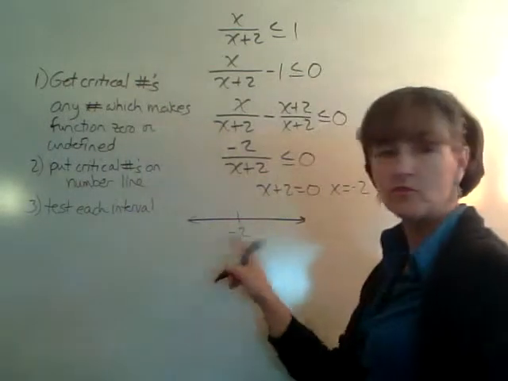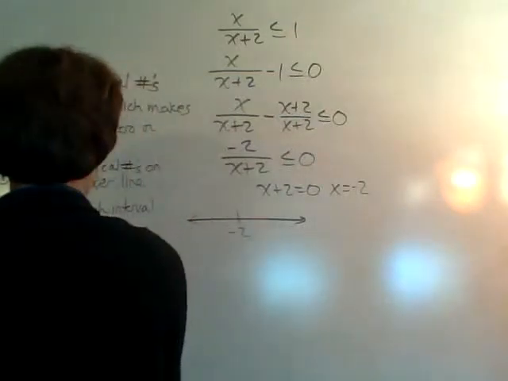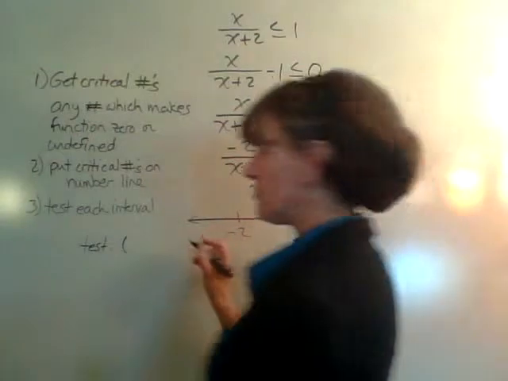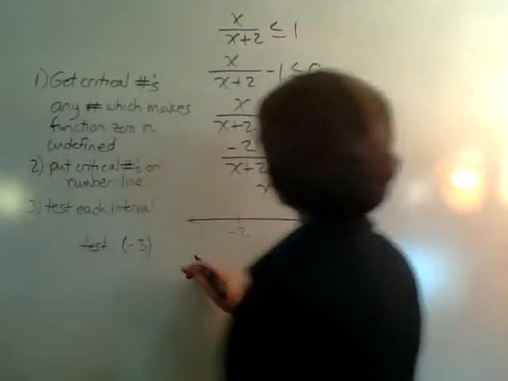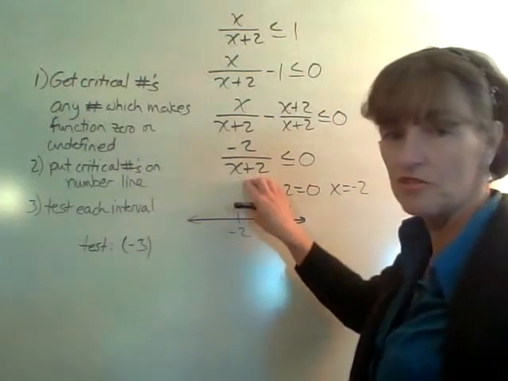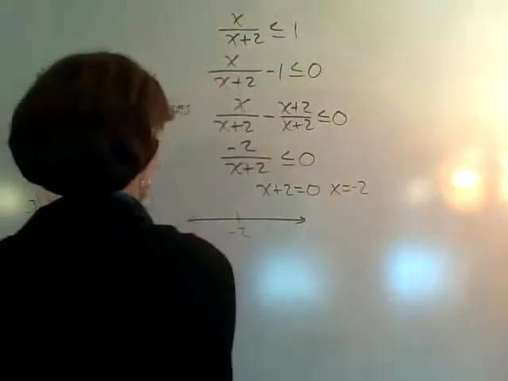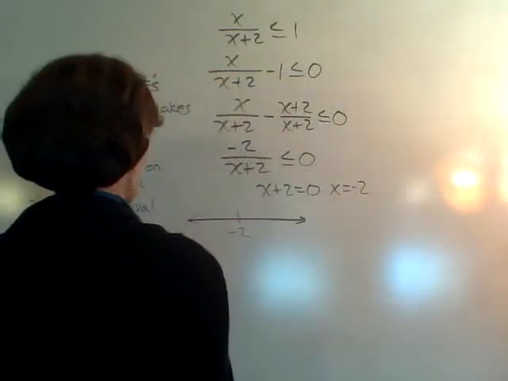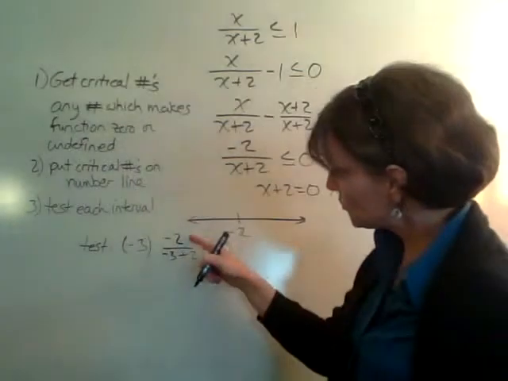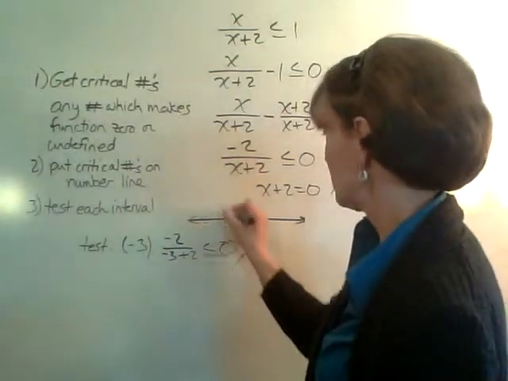And I only have 2 intervals to think about. So let's test my intervals. I'm going to put -3 in for this interval. So if I put -3 in, now I can either put it in here or into the original, but it's going to be so much easier if I use this expression here. So I'm going to say -2 over -3 plus 2. Is that negative? Well, the numerator's negative, the denominator's negative, so the whole thing's positive, so no, that is not.